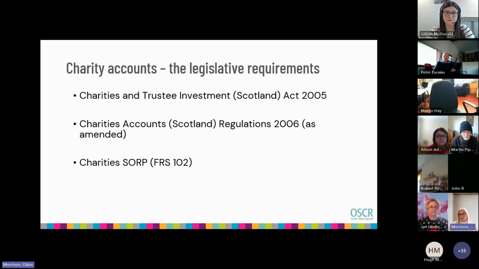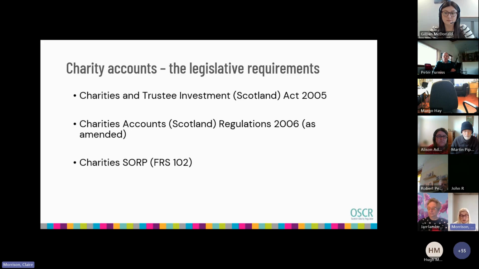So what are the legislative requirements for charity accounts? There are three main pieces of legislation that relate to charity accounting in Scotland. The Charities and Trustee Investment Scotland Act 2005 is the main piece of legislation for charities in Scotland.